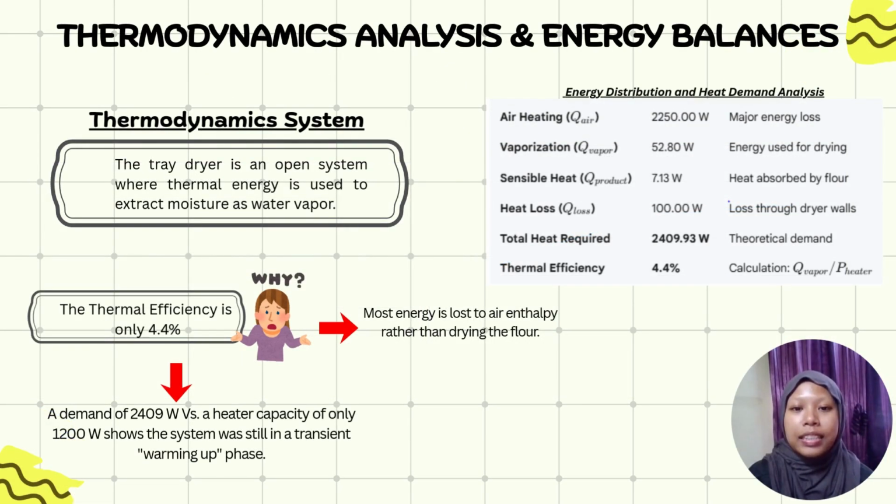For this section, the thermodynamics of the tray dryer were analyzed as an open system. Based on the first law of thermodynamics, the total heat demand was calculated at 2,409.93 watts. The key takeaway is that 2,250 watts are used solely to increase air enthalpy, resulting in a very low thermal efficiency of 4.4%. Furthermore, because the calculated demand exceeds the heater's 1,200 watt capacity, it is evident that the system was in a transient warming up phase and had not reached a stable steady state.